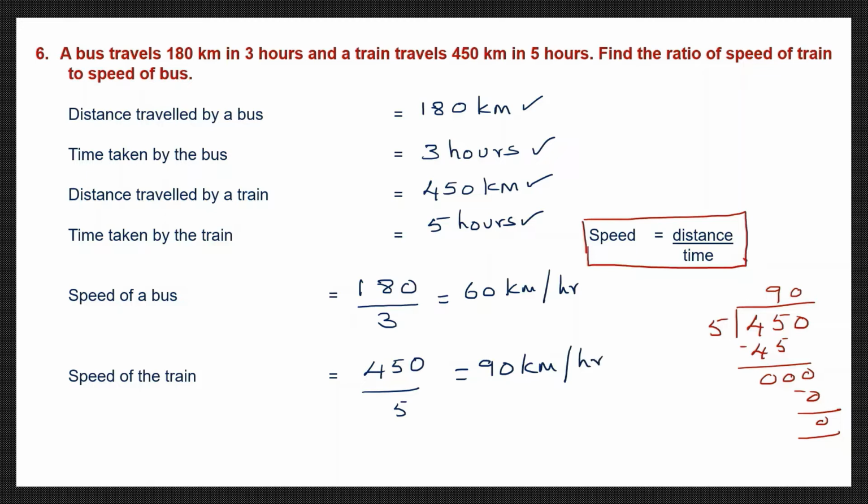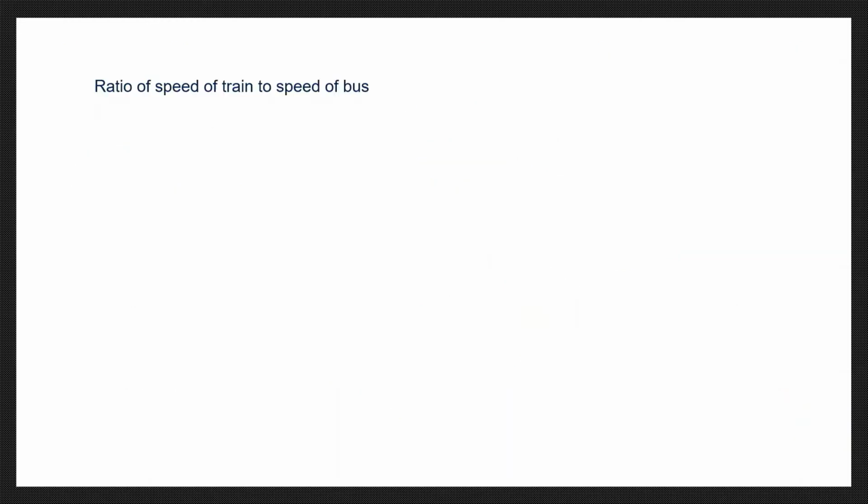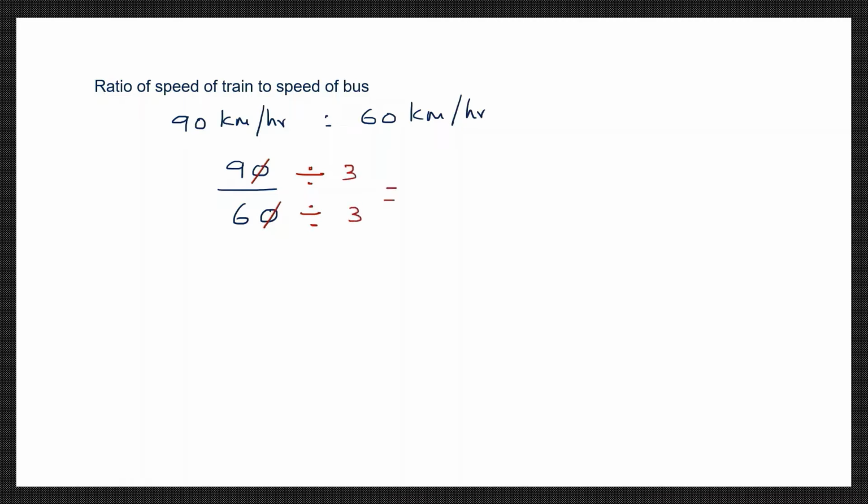So we found the speed of a bus 60 kilometers per hour, speed of a train 90 kilometers per hour. Now we need to find the ratio of speed of train to speed of bus. Speed of train we found to be 90 kilometers per hour is to speed of bus 60 kilometers per hour. Now let's start finding our ratio in the simplest form. First step, write it as a fraction. Now we're going to simplify it. Let's cancel the zeros. Now we can divide 9 and 6 by a common factor, that is 3. And what do we get now?